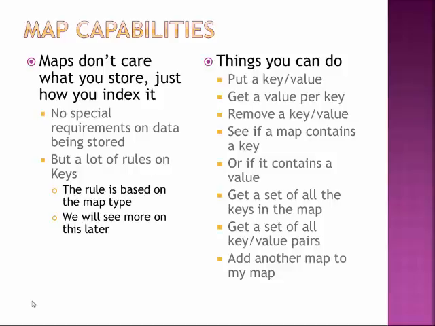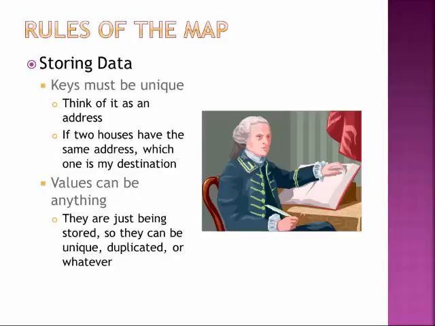I can remove things from the map based off of key and value. I can then say, is this key in the map or is this value in the map? I can get all of the keys. I can get all of the values. I can get a key value pair object that's special to maps. I can even add all the contents of one map into another map with just simple high-level commands. But it's important to understand the general rules of what it is to be a map.